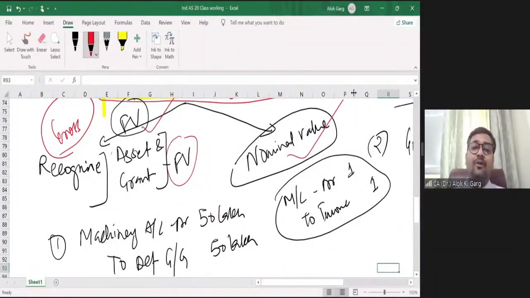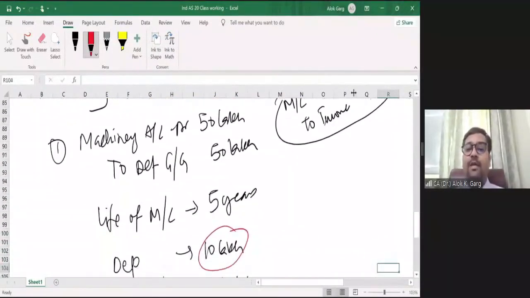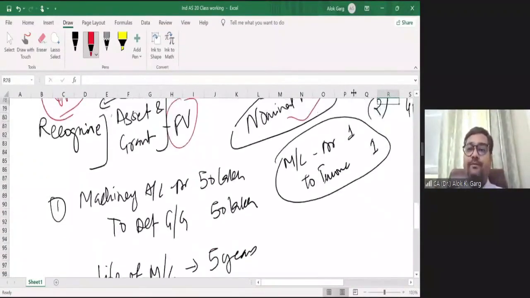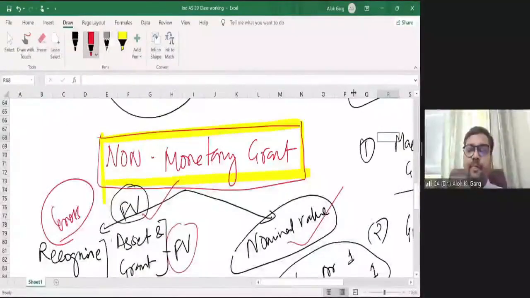Once it is recognized on a fair value approach or nominal value approach, then how will this accounting happen? You have also understood the accounting. The asset has to be depreciated over the useful life. The grant has to be amortized over the useful life of the asset on a systematic, straight line basis. Is it right? Can I have some confirmation, please? Are you guys comfortable so far? Are you able to understand what I'm trying to communicate?